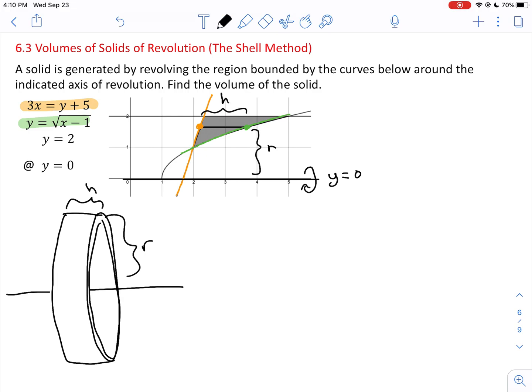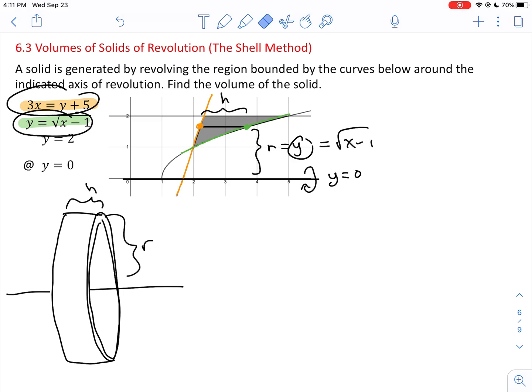Let's do the r first. Focus on the green point or the orange point, doesn't matter. Both of those points, how far above the x-axis are they? Well, they're both y units above the x-axis. Also, we're doing horizontal strips. So the region starts at y equals 1, and this last strip will be at y equals 2. And the thickness of each strip will be dy. So everything is going to be in terms of y in this case. I don't need to solve either of these equations and put a square root or anything like that. Just leave it y, because I want everything to be in terms of y. However, the h is going to be a different story.